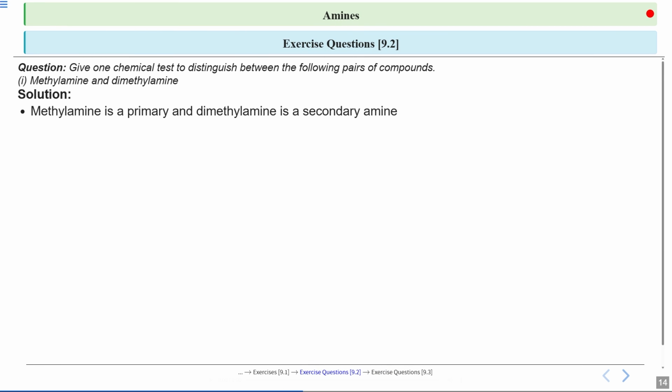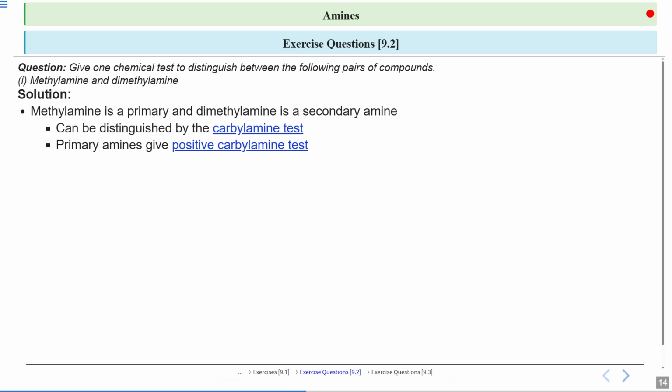First, we have methylamine and dimethylamine. If you carefully see, methylamine is a primary amine because here nitrogen is connected to 2 hydrogen and 1 methyl group. Whereas dimethylamine is a secondary amine because nitrogen is connected to 1 hydrogen and 2 methyl groups. So you have to tell a test that distinguishes between a primary amine and a secondary amine. Can you guess the test? We are going to use the carbylamine test. So the carbylamine test can be used to distinguish between a primary amine and a secondary amine.